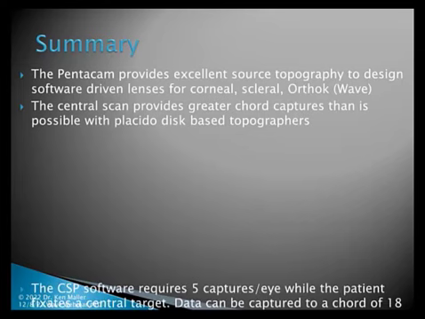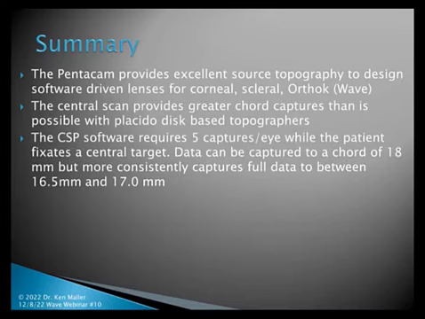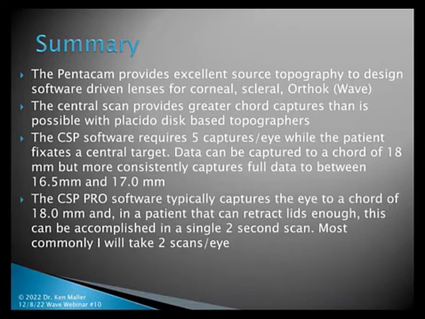The CSP software requires 5 captures. That's the basic software. The patient looks at a central target. It can be captured to a chord of 18 millimeters, but what I found consistently were captures of full data really between 16.5 millimeters and 17 millimeters. You really had to have a set of eyelids that you can really retract far enough to get out to 18 millimeters. On the CSP Pro software, however, you typically capture the eye out to a chord of 18 millimeters with ease. And if they can retract the lids enough, you can do it even in a single capture that takes 2 seconds. So it's very, very quick and efficient to capture the full corneal and scleral elevation data with the CSP Pro software. It's much faster and it's much easier than it is with the basic CSP software.